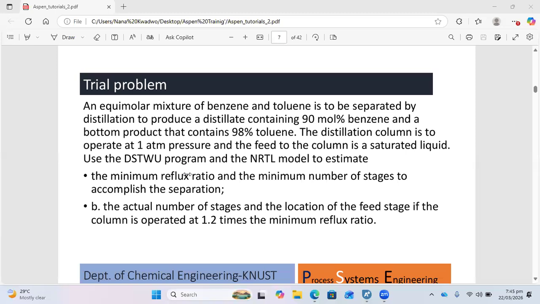A mixture of compounds which have their boiling points coming close to each other, making it impossible to separate by maybe distillation.